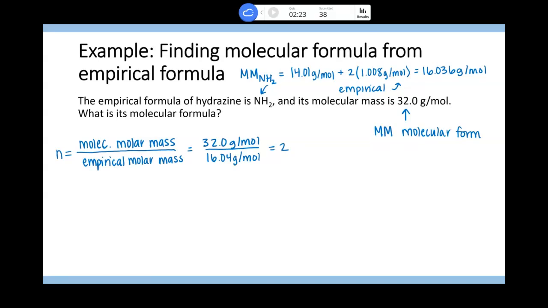So then we multiply all the subscripts in the empirical formula by this factor of 2. So we would do N, where the subscript we assume is 1, times 2, and then hydrogen in the empirical formula has a subscript of 2. In the molecular formula, we multiply that by 2. And this gives us the molecular formula N2H4.